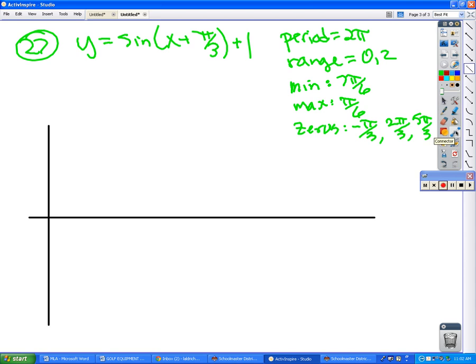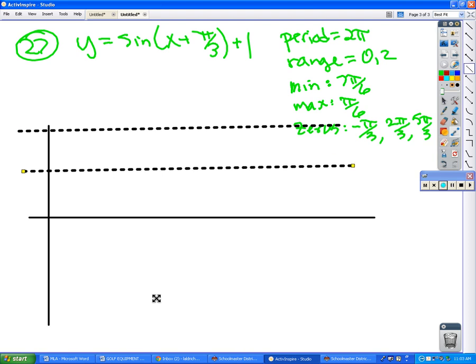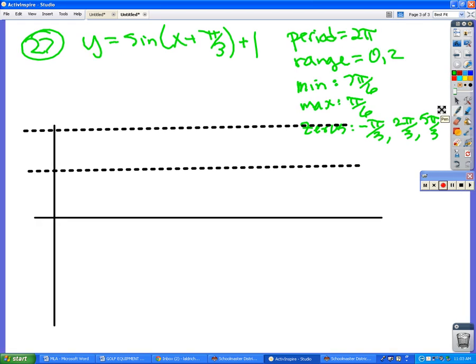Okay, so first of all, since my range is from 0 to 2, I'm going to put a dotted line up here at 2. That's going to be my high point. And then my middle ground is 1, right? Now when I put in my stuff here, I'm going to go negative pi over 3. And then pi over 6 is going to be where my maximum is. And then there's going to be another 0 at 2 pi over 3. And then there's going to be a minimum at 7 pi over 6. And then another 0 at 5 pi over 3. Okay, so we got it.